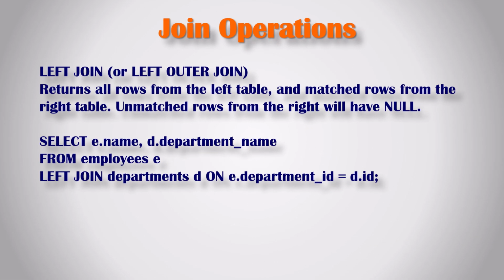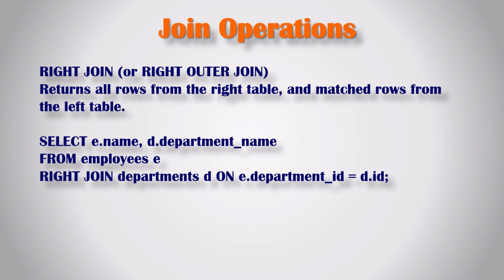Left join, or left outer join, returns all rows from the left table and matched rows from the right table. Unmatched rows from the right will have null. SELECT e.name, d.department_name FROM employees e LEFT JOIN departments d ON e.department_id = d.id.